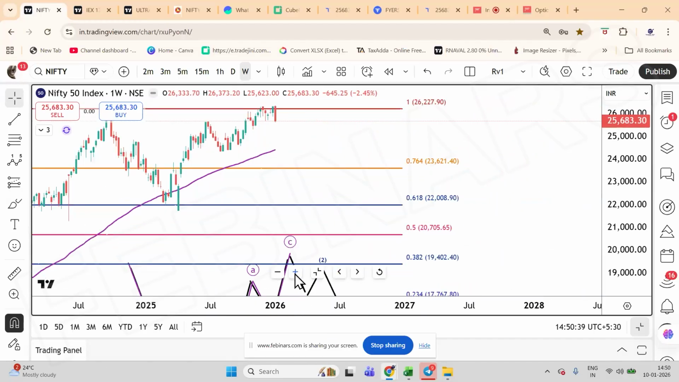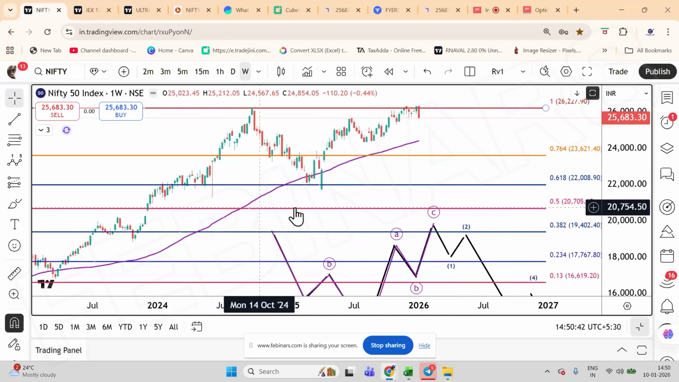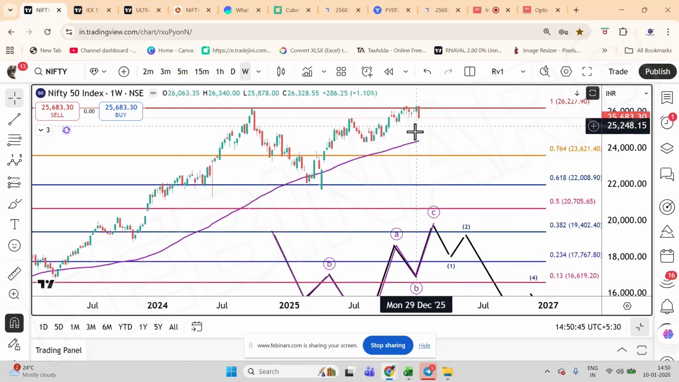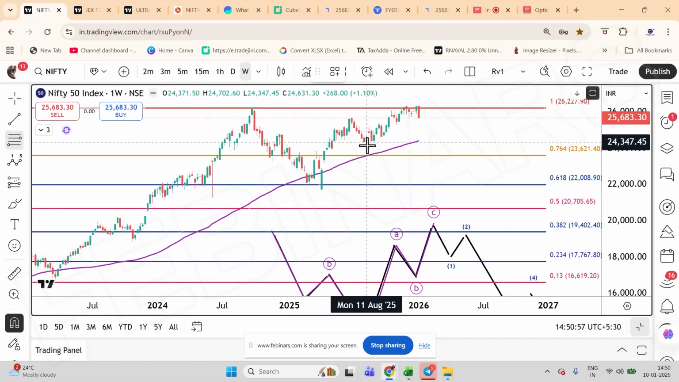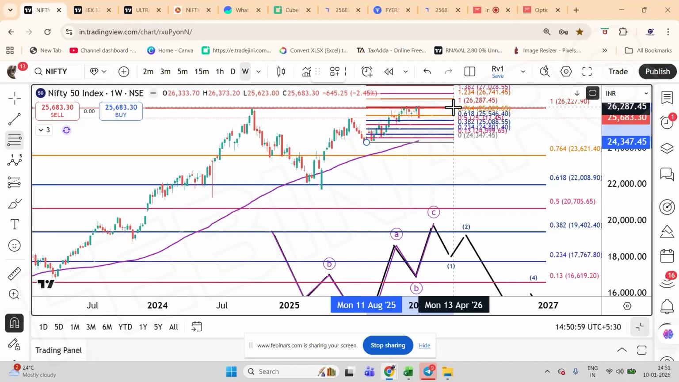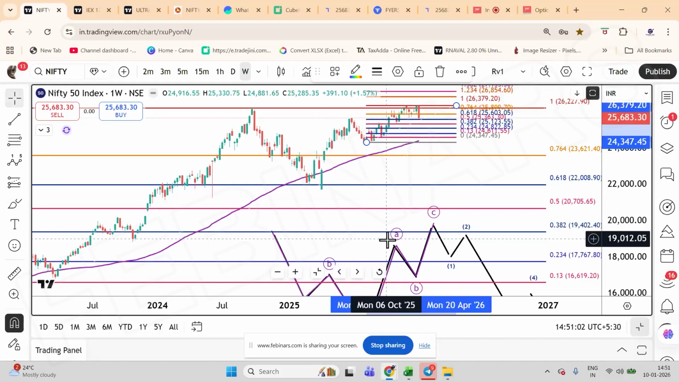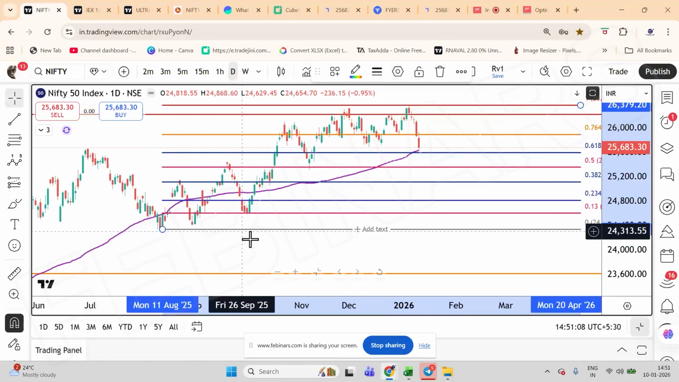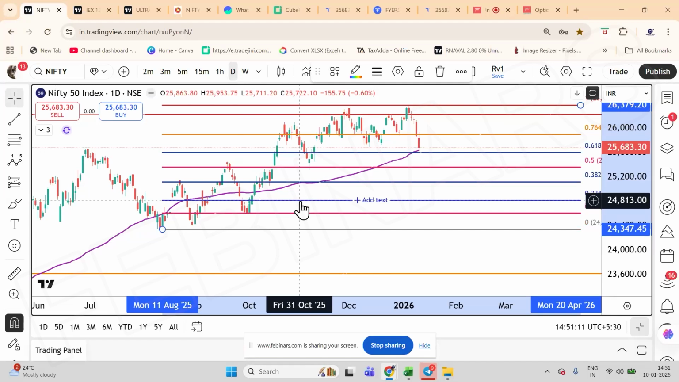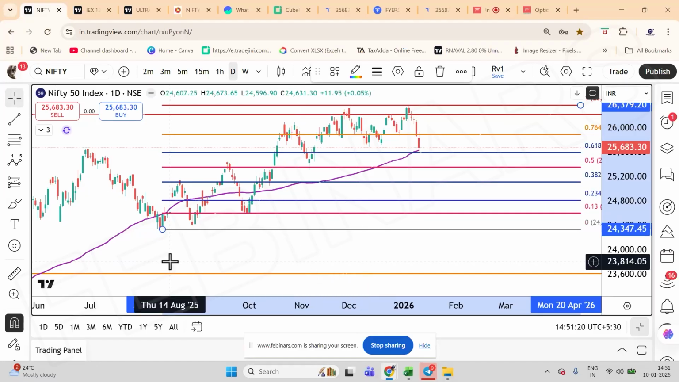As per the Elliott wave counts, this is my structure as of now. If it is 1, 2, then it should not break this low of 24,700. Even let us keep this count also alive. This leg should not break this zone of 24,800.